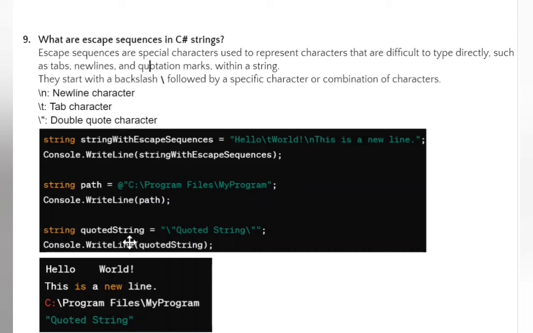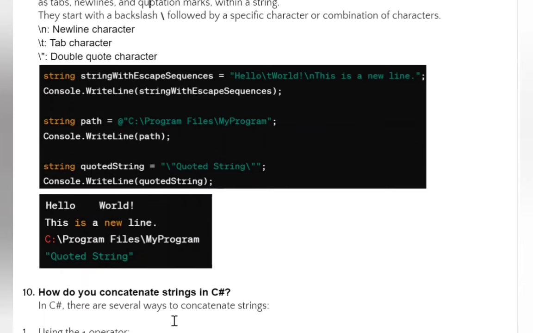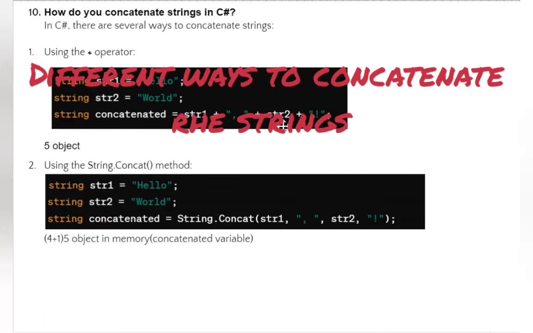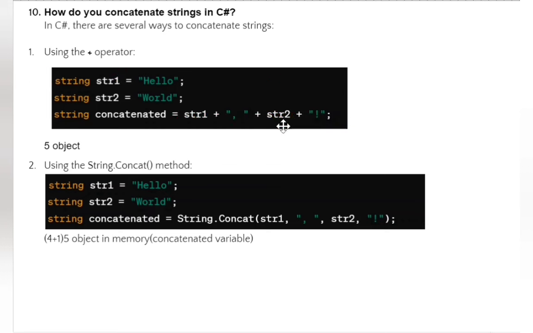Next one, we have the quoted string. This is how you can do it: you can add a slash and double quotes at the start of the string and at the end of the string. Here you can see the output, it has the double quotes at the start and at the end. So now try to understand how you concatenate strings, or the different ways of concatenating strings in C#.